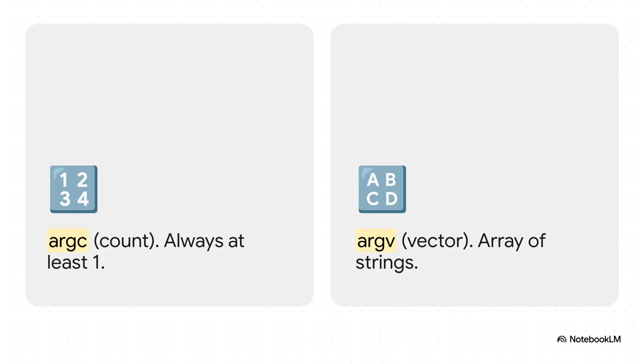Second, we have argv, the argument vector. This is an array of strings, or in C terms, an array of character pointers, that contains the actual text of those arguments. To put it in perspective, when you type ls -l in your terminal, this is exactly how the operating system passes that -l flag into the ls program.